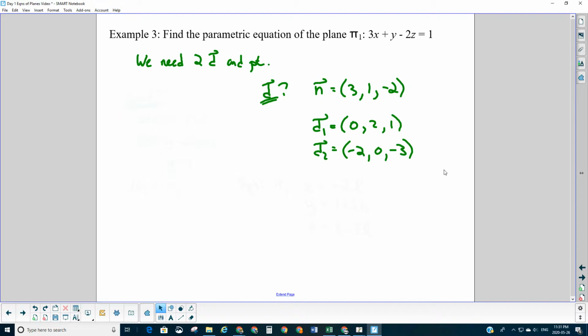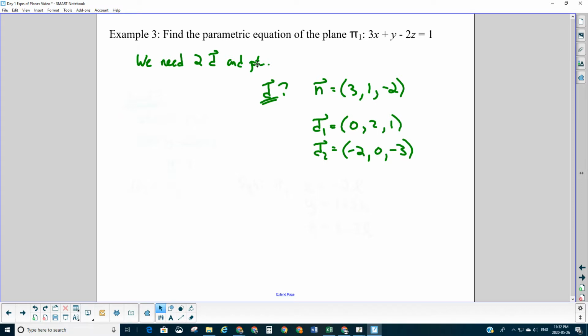You can see how there's so many of them. I think there's going to be 6 using the shortcut, but there's tons of others. There's tons of direction vectors. And I'm not going to be upset if you choose different ones than I do. But I've chosen these two. All right, great. Now I've got two direction vectors, but now I need a point.